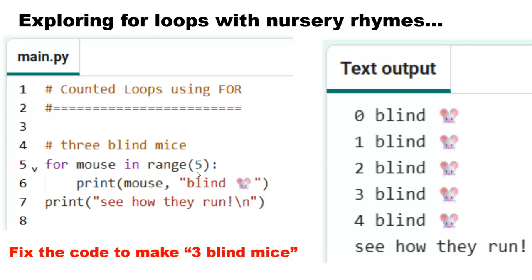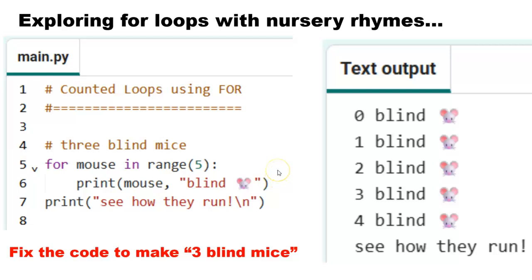We're going to start with 3A, and we start with 3 blind mice. You'll notice that at the moment our code is producing 1, 2, 3, 4, 5 blind mice, which are numbered 0, 1, 2, 3, and 4. So we're not quite getting the nursery rhyme that we expect. We expect 3 blind mice.